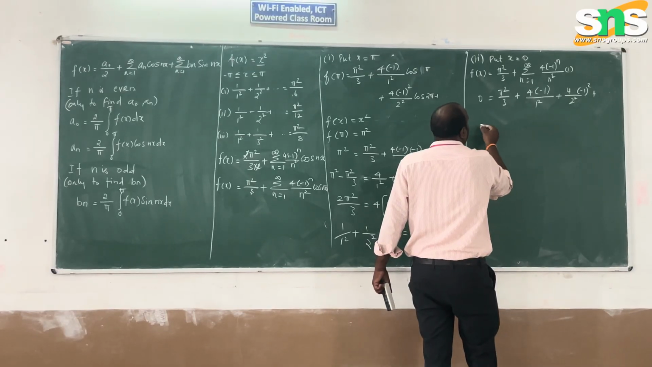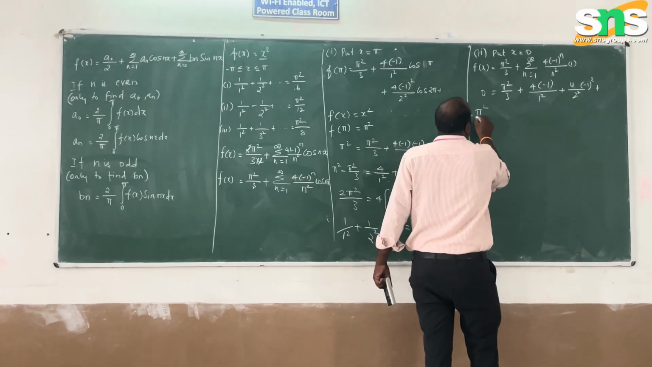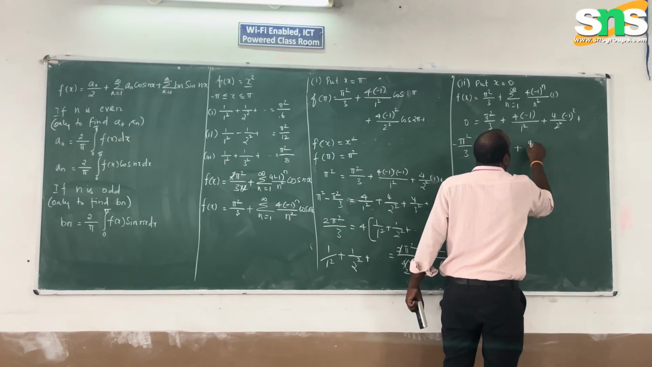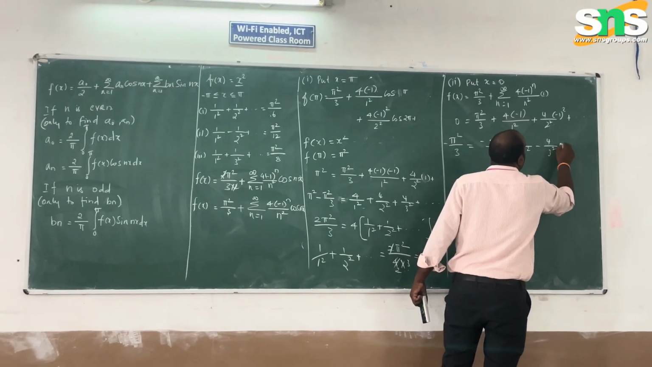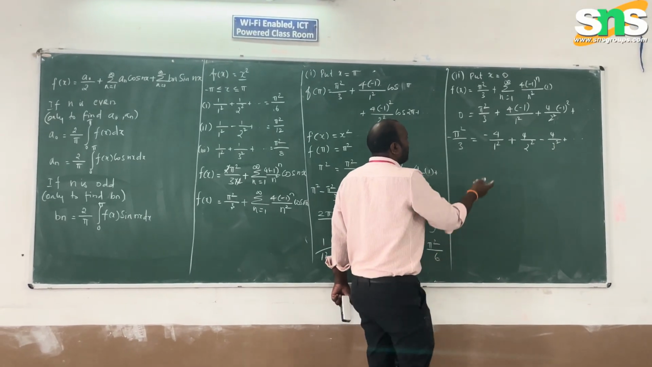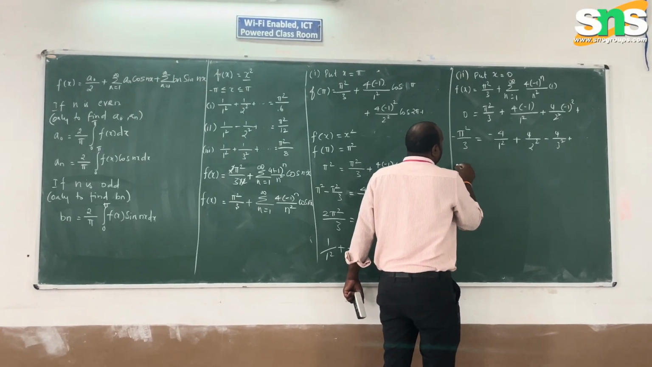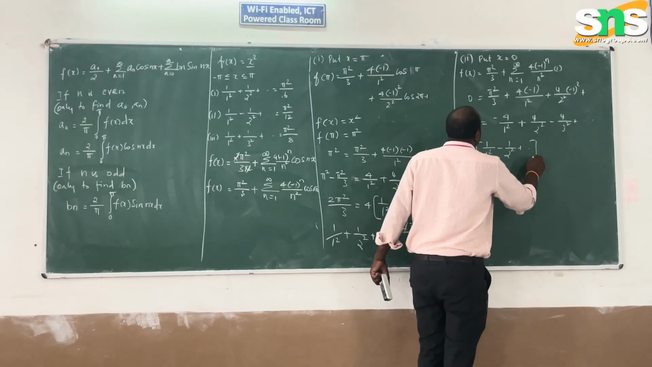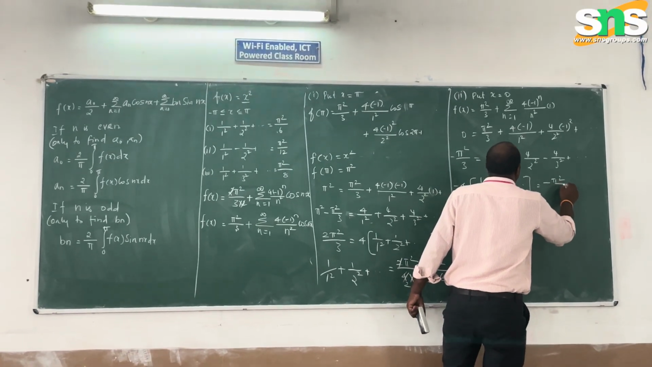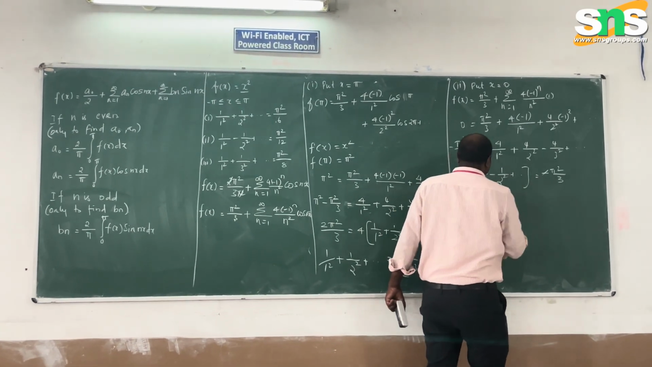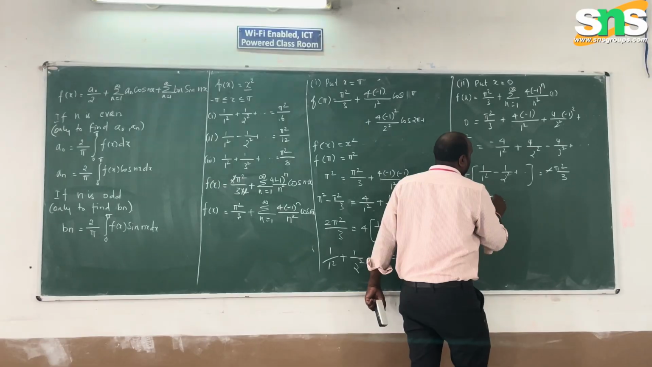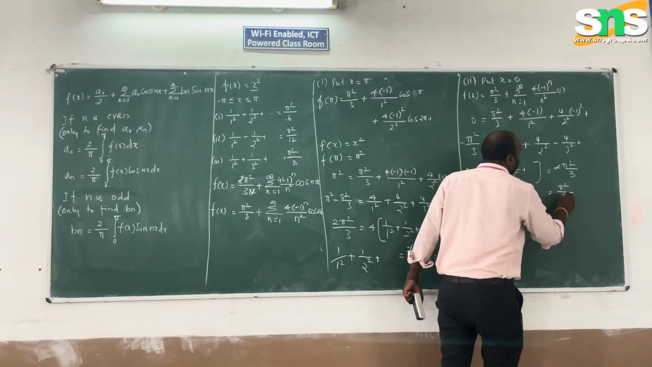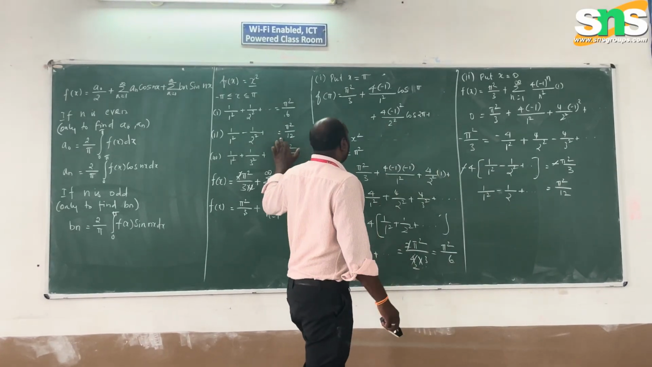Then we'll take the minus pi square by 3 is equal to minus 4 by 1 square plus 4 by 2 square minus 4 by 3 square plus and so on. Then we take the minus 4 outside: 1 by 1 square minus 1 by 2 square plus and so on is equal to minus pi square by 3. Then we take 1 by 1 square minus 1 by 2 square plus and so on is equal to pi square divided by 4 3s are 12. So that is the second proof of this one.